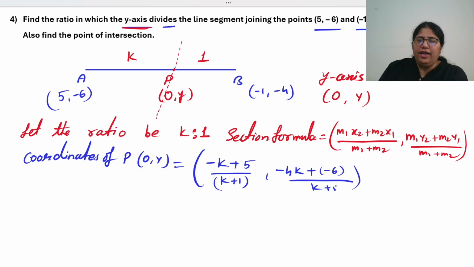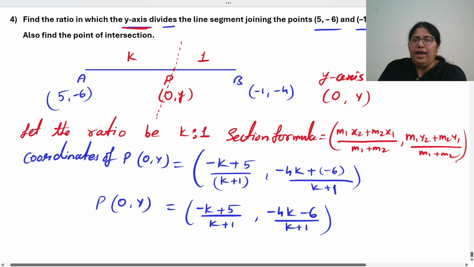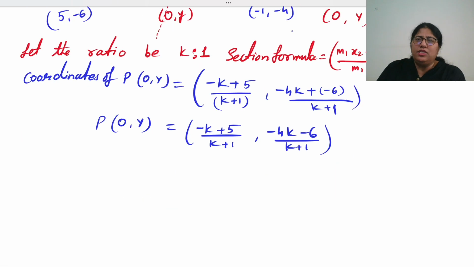So if I write down here, that means P coordinates, which is 0 comma y, is equal to minus k plus 5 by k plus 1 comma minus 4k minus 6 by k plus 1, right? Now, because there are two unknown values with one equation, let us do the comparison. One of the coordinates must be 0 or known, then we can get the value of k. So let us do the comparison here. If I do the comparison, it will be minus k plus 5 by k plus 1 is equal to 0.